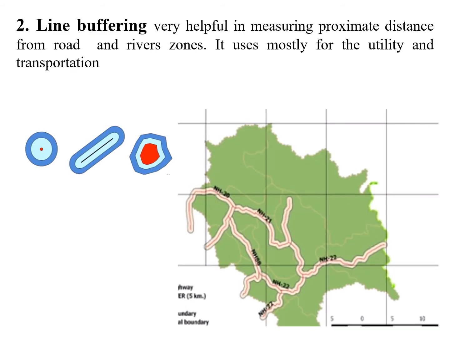Now we will go for line buffering. Line buffering is mostly for features running along a length. It could be a pipeline, a sewer line, a river, a road or a railway track. This line buffering is very helpful in measuring proximate distances from a road or river zones. You can see the example here: this is your line buffering. In this diagram, this is the road, and this is the network of the road.